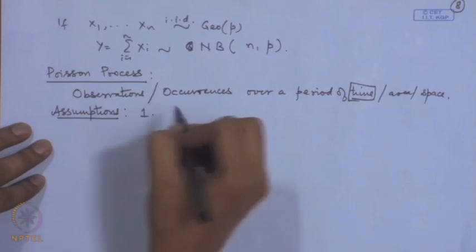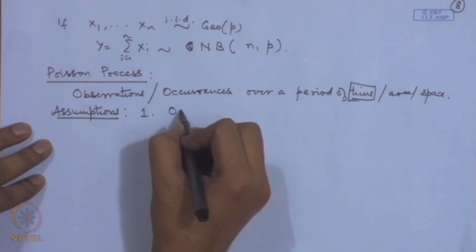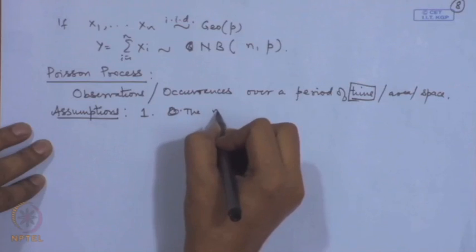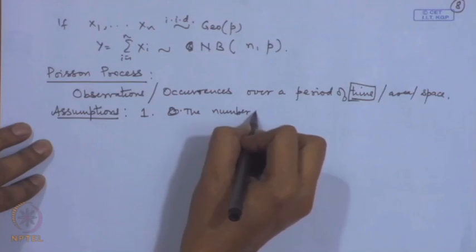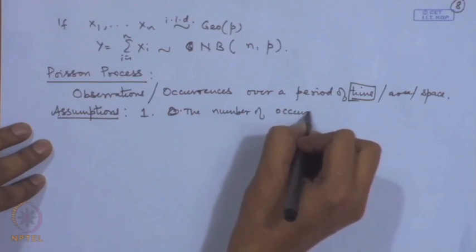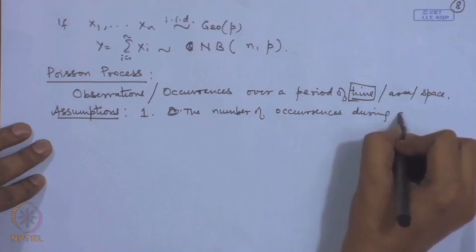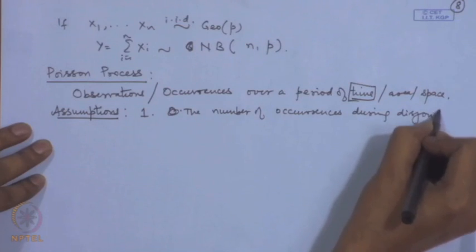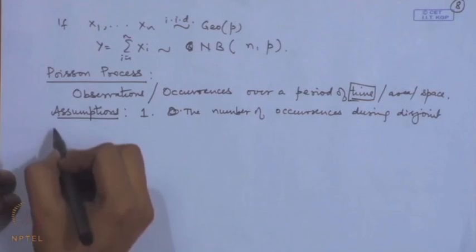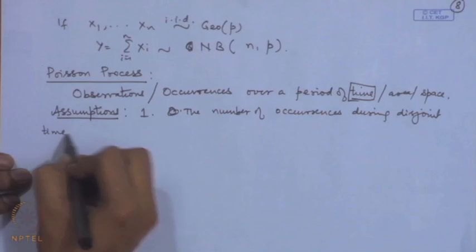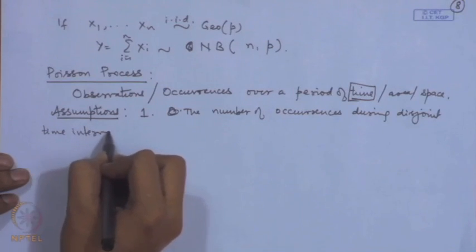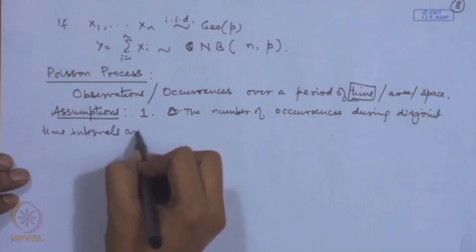The first assumption is that the number of occurrences during disjoint time intervals are independent.